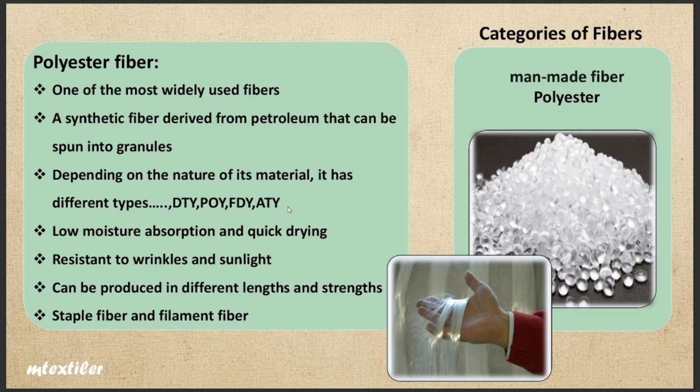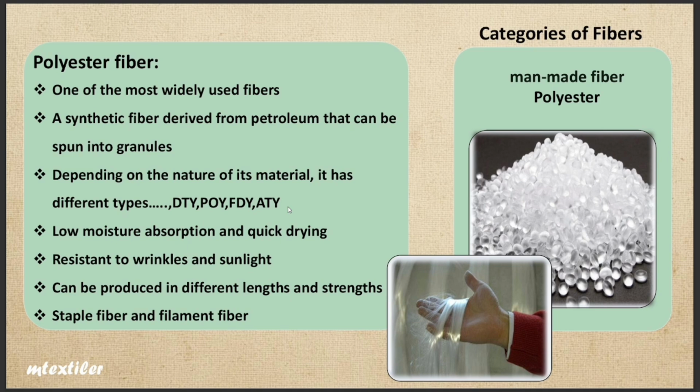DTY, draw textured yarn. The production process creates a bulky yarn with a soft, cotton-like feel. POY, partially oriented yarn. A semi-drawn yarn that can be used as a raw material for texturing and producing DTY. FDY, fully drawn yarn. A smooth, shiny yarn that is fully drawn. ATY, air-textured yarn. A coarse yarn with more upholstery, curtain, or heavy apparel applications. Produced from FDY or POY by air-jet texturing.